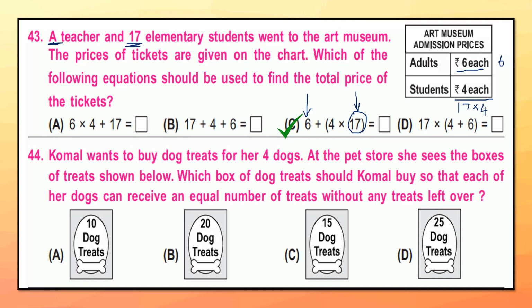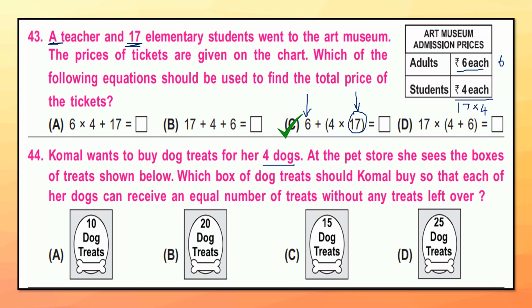Question number 44. Komal wants to buy dog treats for her 4 dogs. At the pet store, she sees the boxes of treats shown below. Which box of dog treats should Komal buy so that each of her dogs can receive an equal number of treats without any treats left over? Option A, 10 dog treats. Option B, 20 dog treats. Option C, 15 dog treats. Option D, 25 dog treats.